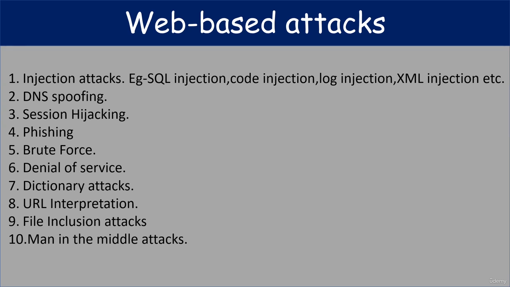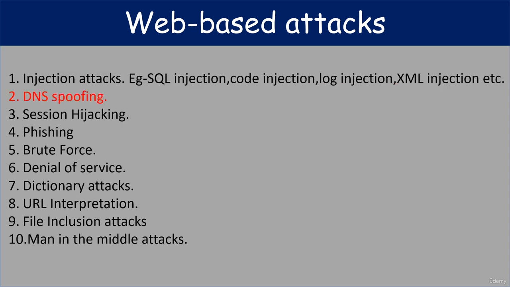So now guys, we are inside web-based attacks. These are the attacks which occur on a website or web application. Some of the important web-based attacks are shown here. Let's talk about injection attack. It is the attack in which some data will be injected into a web application to manipulate the application and fetch the required information. Examples are SQL injection, code injection, log injection, XML injection, etc.